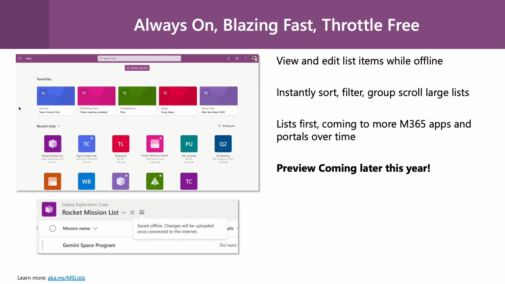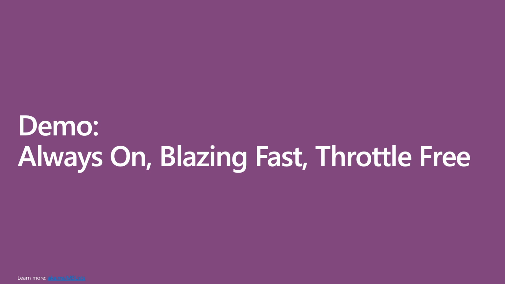The really exciting thing about this technology is that it will improve the experience inside of lists, especially large lists, even when you're online. This is because the application works against the local cache of your data. So operations no longer have to make synchronous round trips between the client and the backend every time. So when you do things like sort, filter, group, or scroll inside a large list, these things happen instantly without any throttling. A preview of this technology will be available for you to try later this year. Stay tuned for announcements. Let's take a look at what it's like to work inside a Nucleus-powered list.